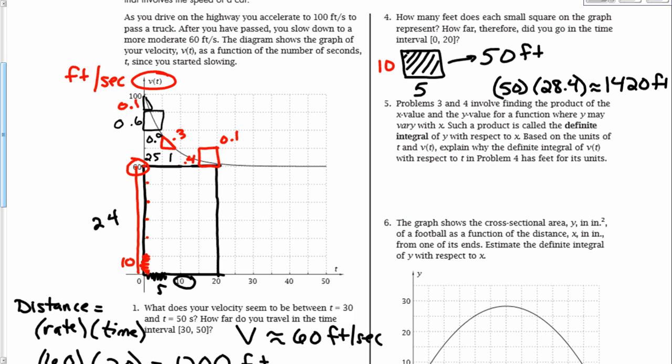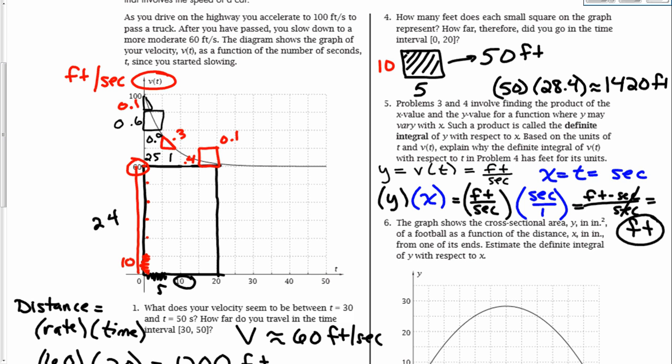Number 5. For problems 3 and 4, they involve finding the product of an x value times a y value. And such a product is called a definite integral of y with respect to x. So based on our units that we have for time and velocity, we need to explain why the definite integral with a v of t with respect to t has feet for its unit. So you go ahead right now and explain that in words, and then hit pause, and when you are finished, check and see what I have.